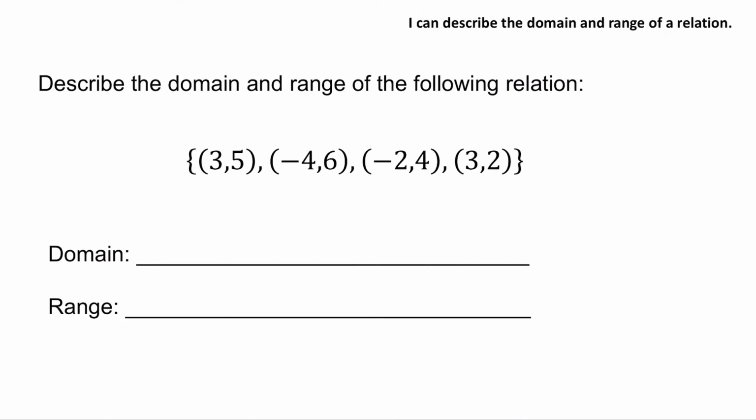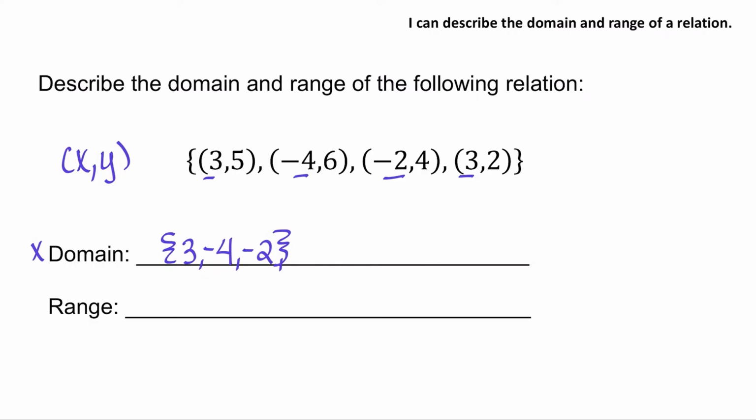So let's describe the domain and range of the following relation. We have a set of ordered pairs. Remember that in an ordered pair, we have an x and a y value. Domain is going to be all of the x values, so we're going to look at all of the numbers that come first in each of these ordered pairs. Our domain will be 3, -4, -2, and then we have 3 again, so we don't need to list it again. We can just write 3, -4, and -2 for our domain.